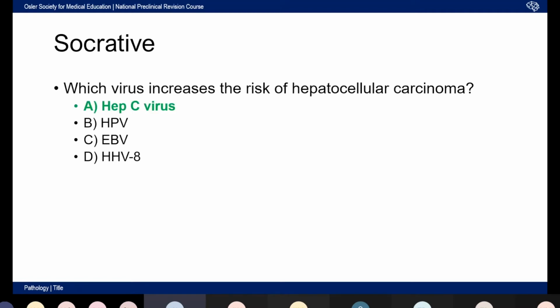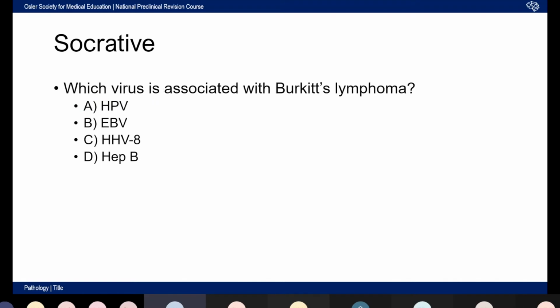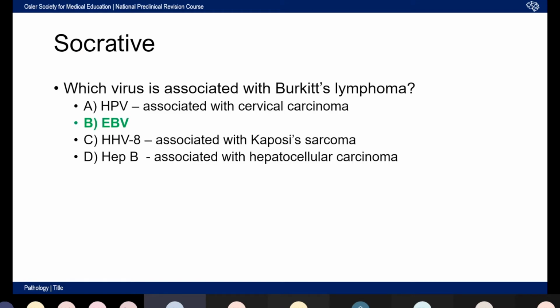Great, so yeah, Hep C causes a chronic liver infection, which leads to liver cancer. And then, which is associated with Burkitt's lymphoma? Okay, great, yep, so most of you got this. EBV, so Epstein-Barr virus, and it's also associated with nasopharyngeal carcinoma. Then the other ones are listed there.